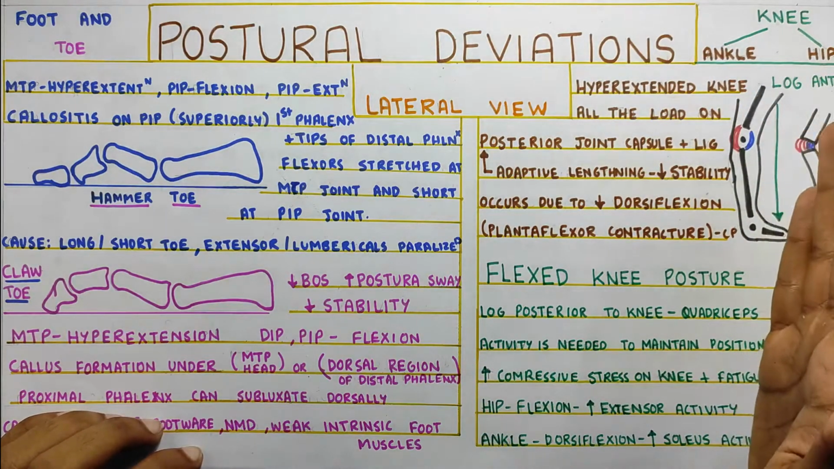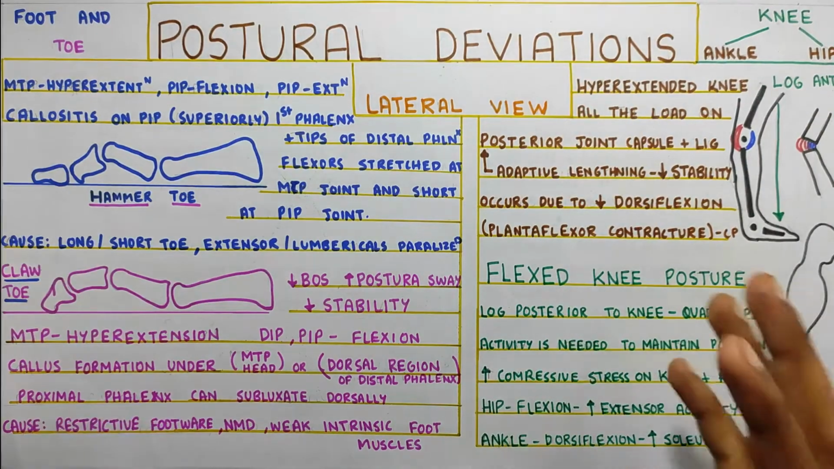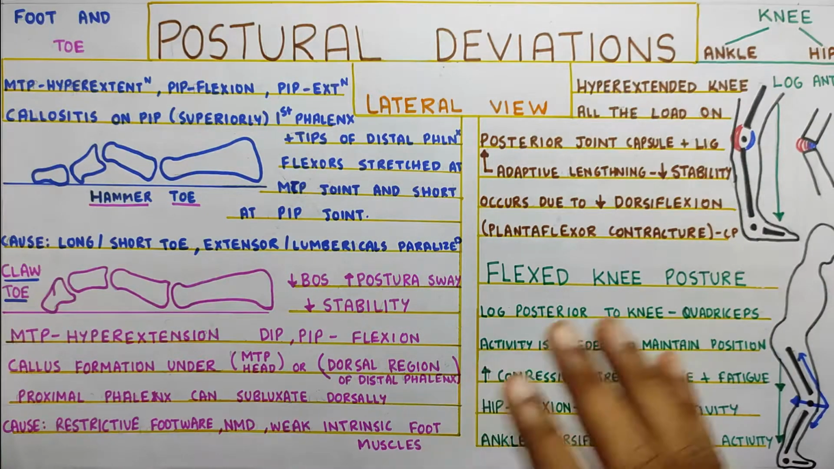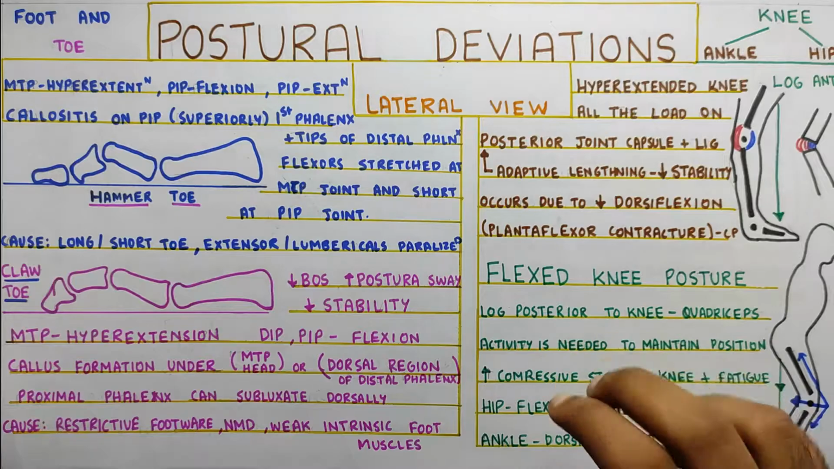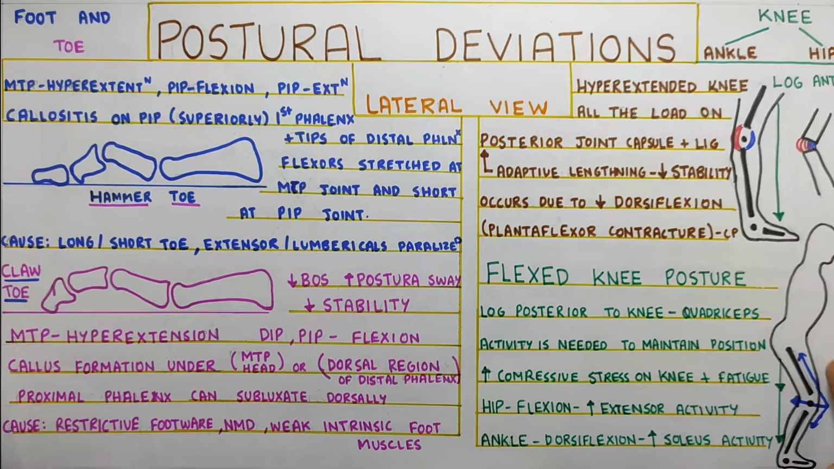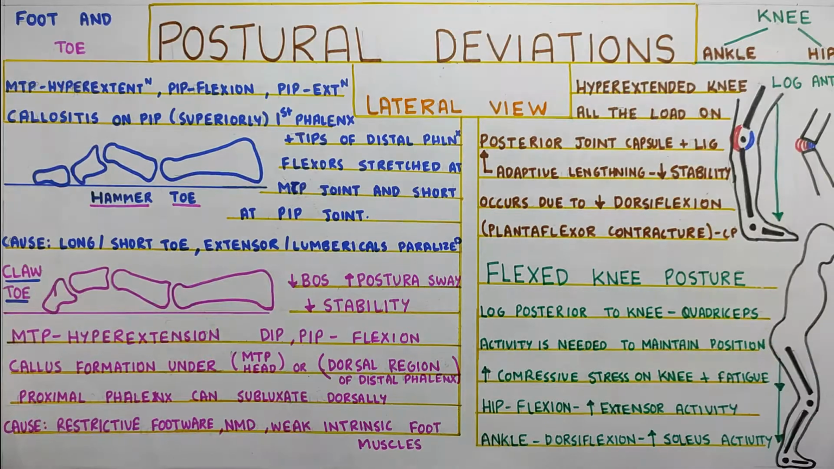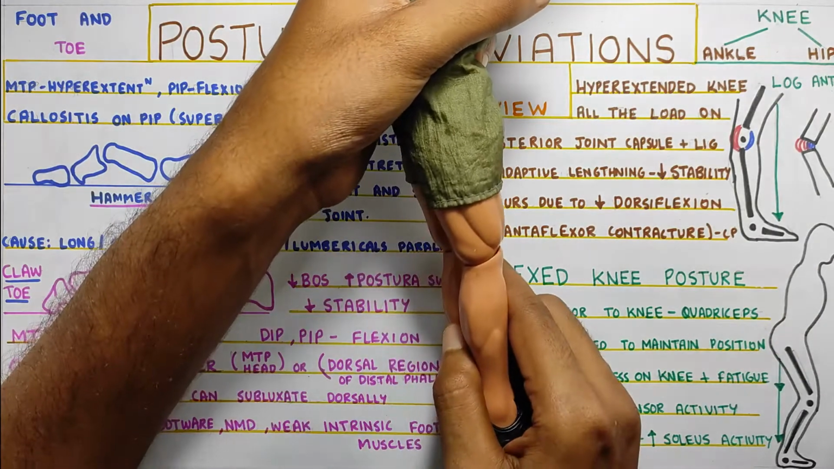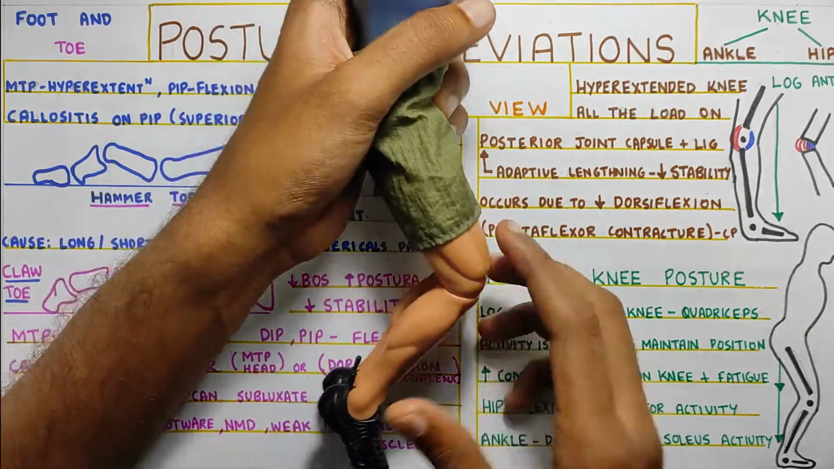Now, what happens if it goes posteriorly? The flexed knee posture. Now this you can directly try on yourself. Just bend your knees and walk for a few meters. You will directly see that the quadriceps is acting a lot and it is going into fatigue, right? So it's just not an efficient position. If it goes posteriorly, you can see that the knee will go into flexion, correct?